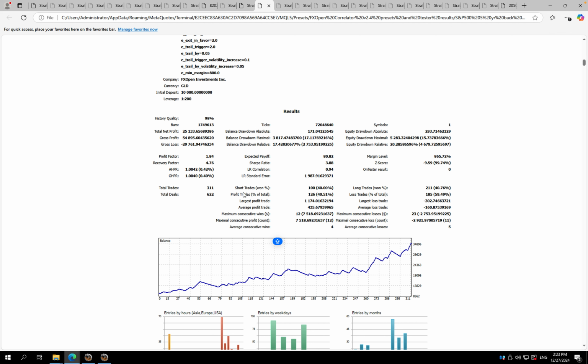and the average profit is 435 compared to the average loss, which is 160. So that's very good, and that enables growth. So that is the sanity, not the percentage of winning trades, which acts as pure vanity.